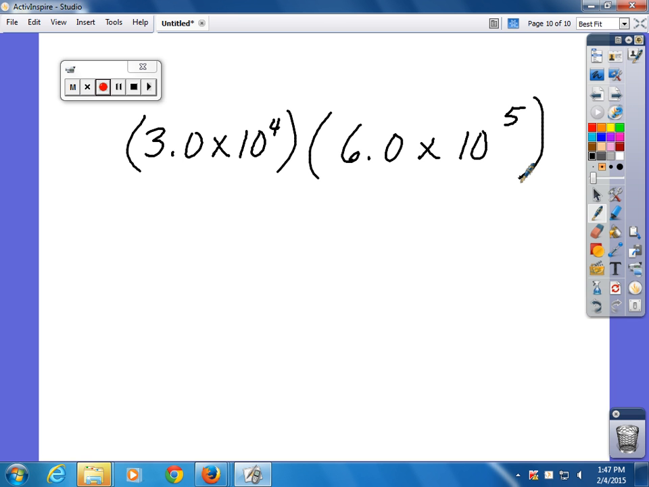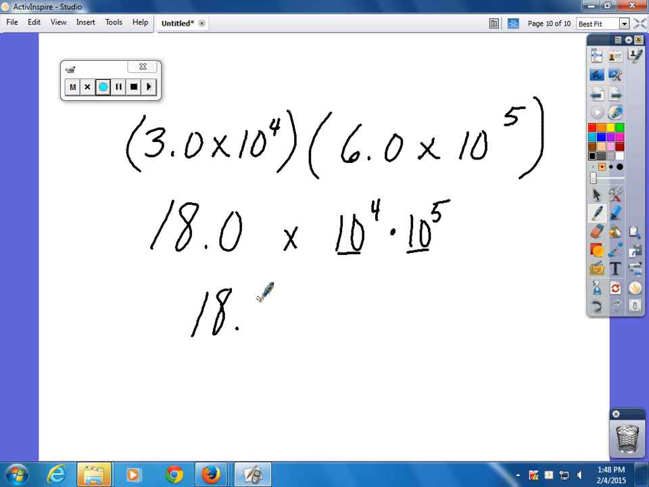So what is 3 times 6? 18.0. Yep. And the reason I put 18.0 is just to show you what a decimal is. You don't have to put that. And then I'm going to say times 10 to the 4th times 10 to the 5th. Now what is this? Same what? Same base, and what are we doing? So what do you do to the exponent? Add them, Hubert. That's right, class.